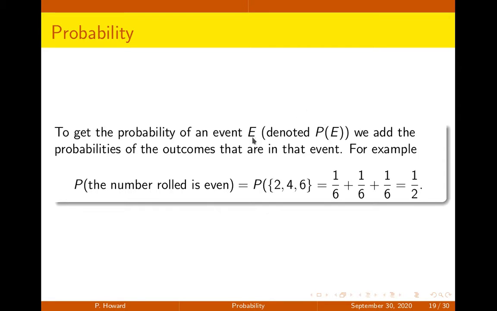So to get the probability of an event, you can add the probabilities of the outcomes that are in that event. So for example, if you wanted the probability that the number rolled is even, that's the probability, in set form, of the outcomes 2, 4, and 6. 2 has probability 1/6, 4 has probability 1/6, and 6 has probability 1/6. Adding those up gives you 3/6 or a half. So the probability of rolling an even number in our example is 1/2.